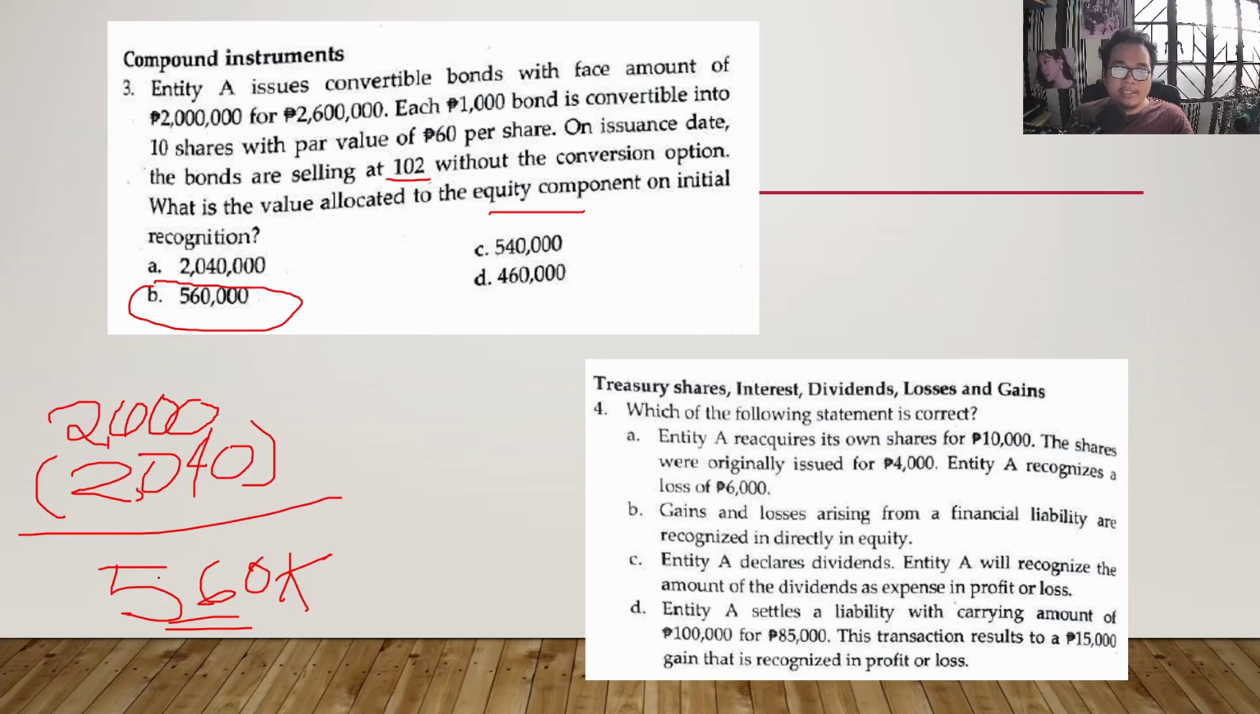Next, treasury shares, interest, dividends, losses, and gains. Which of the following statements is correct? So, entity A acquires its own share for 10,000, that's usually entity A recognizes a gain or loss.